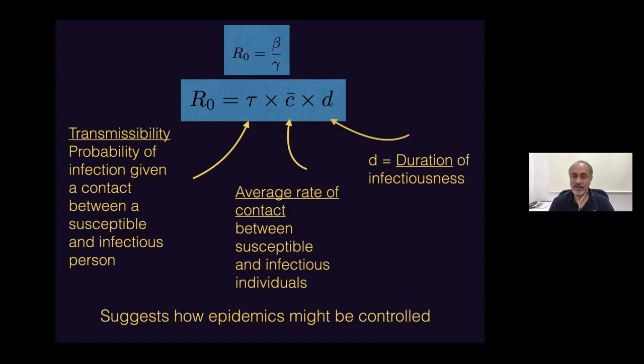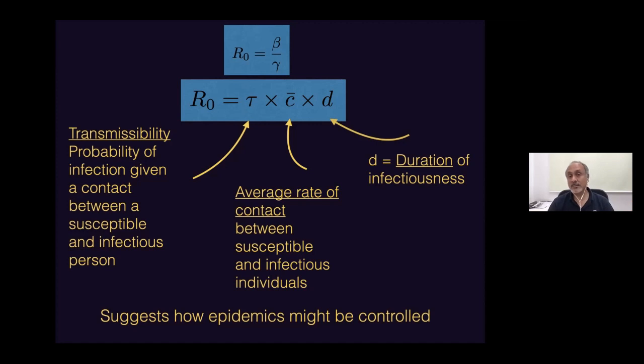So the C bar is the average rate of contact between susceptible and infectious people. The D there is the duration of infectiousness, how long you stay infected. So D is really the 1 over gamma that appears in the expression for R naught over there. And beta contains within it both the efficiency with which you transfer the disease from person to person, as well as the number of contacts.